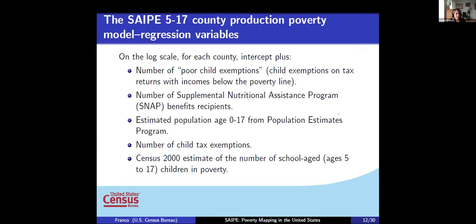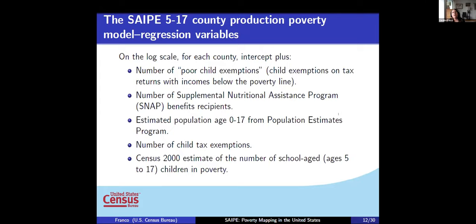This is something that you can obtain from our tax forms. So these are child exemptions that are in households that fall below the poverty line. SNAP is another administrative record. It's basically a program that provides subsidies for low-income families. Then this estimated age 0-17 population comes from a program that basically takes the census and then uses birth, death, and migration updates to update the population. Then another quantity from the tax forms, number of child tax exemptions. And lastly, the census 2000 estimate of the number of school-age children in poverty.